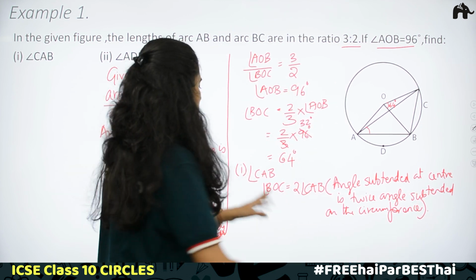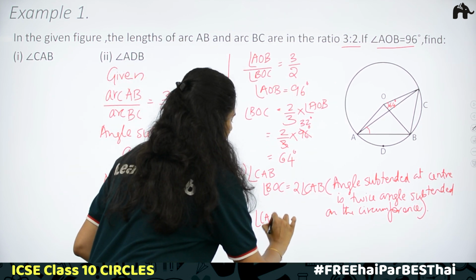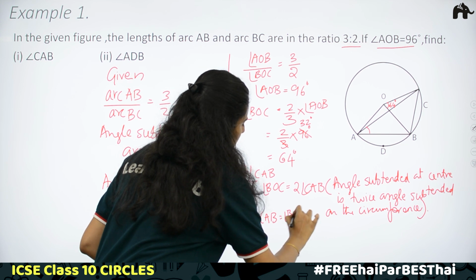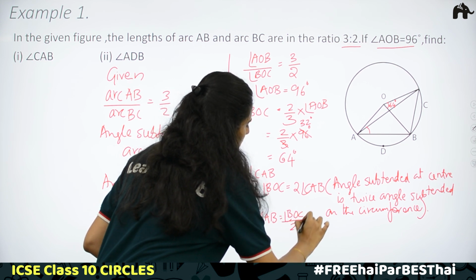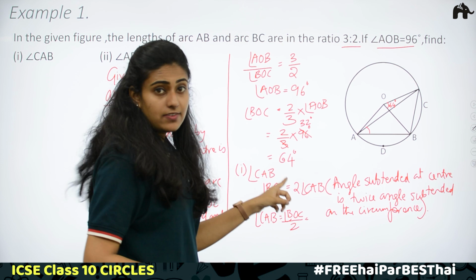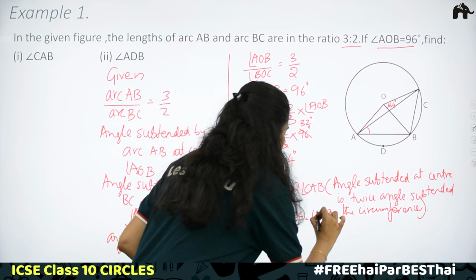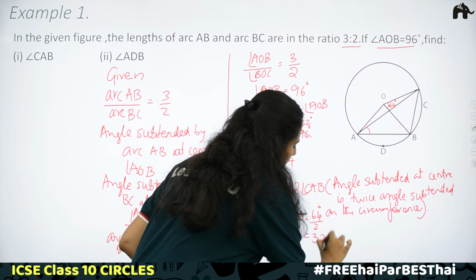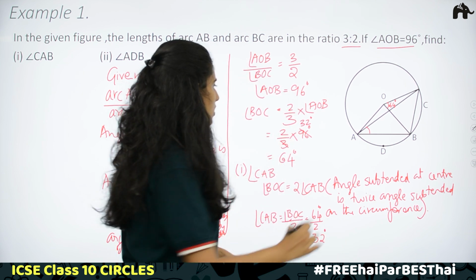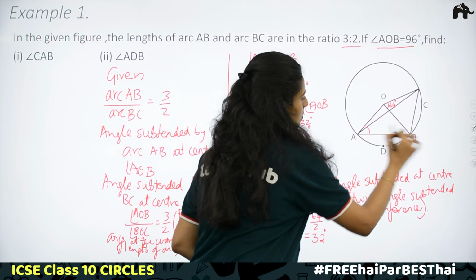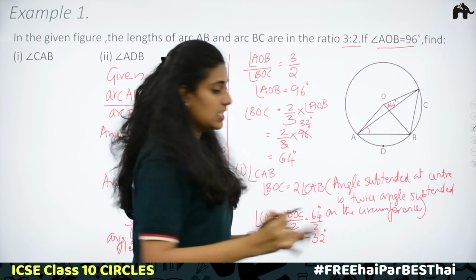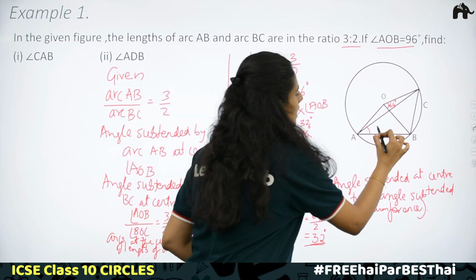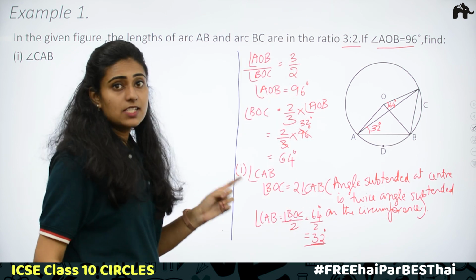Okay. Then what is the measure of CAB? Angle CAB will be equal to angle BOC divided by 2. BOC we have 64 degrees. 64 degrees divided by 2 is equal to 32 degrees. Okay. We got this measure. Angle CAB is equal to 32 degrees.